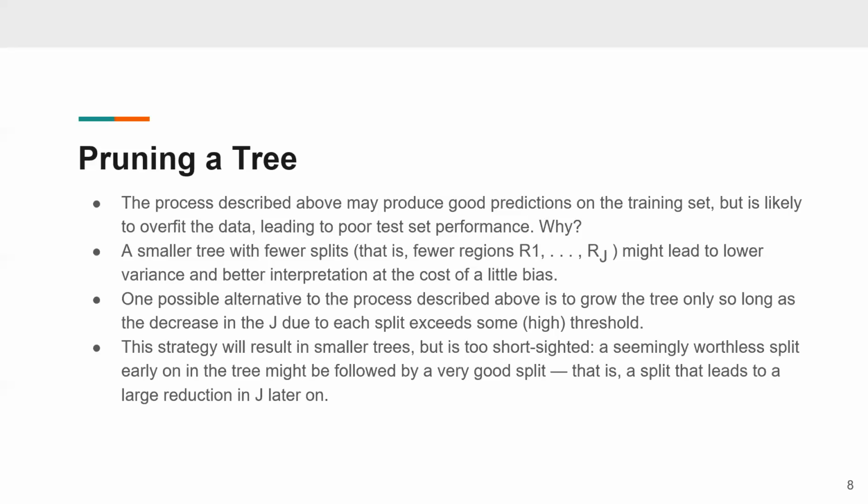This strategy will result in smaller trees, but it's too short-sighted, meaning a seemingly worthless split early on in the tree might be followed by a very good split. That's the greedy issue, the local optimization problem that we just discussed. That is, a split that leads to a larger reduction in J later on is actually not being considered. Essentially, early in the process, you thought you found a good split, but really it's a local optimum. It's not that great, because later on you find an even better split down in the tree. However, because of the design of the algorithm itself, it's a greedy algorithm, you would not be able to get away from that.